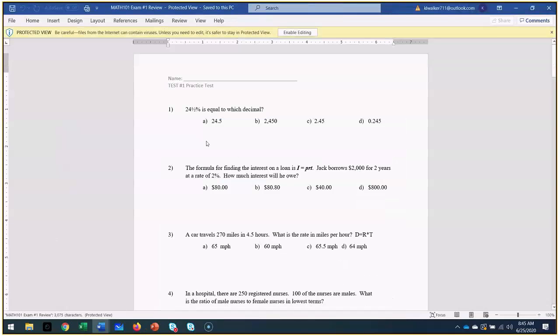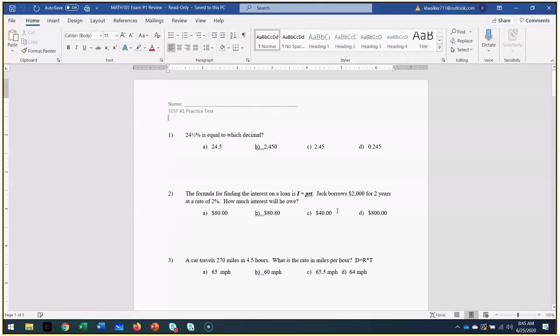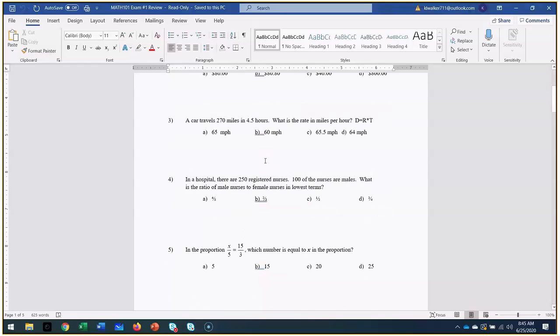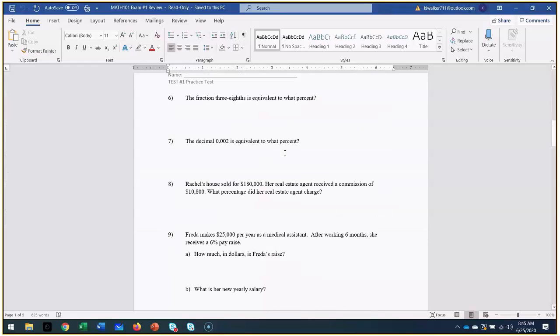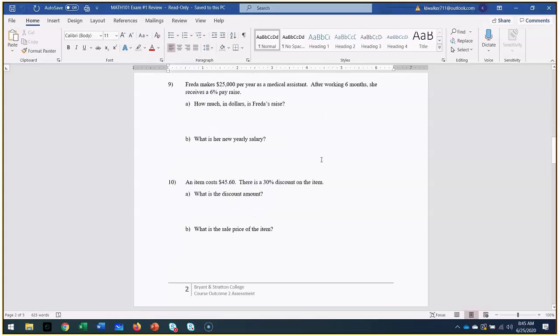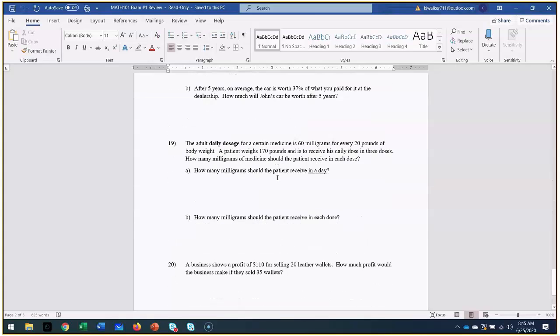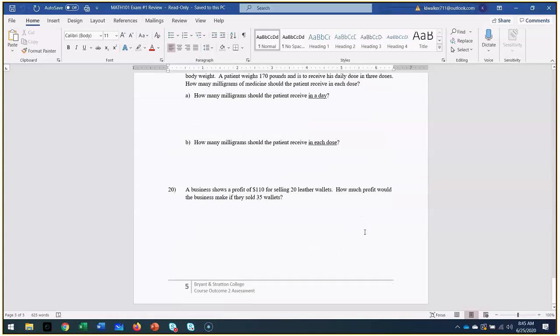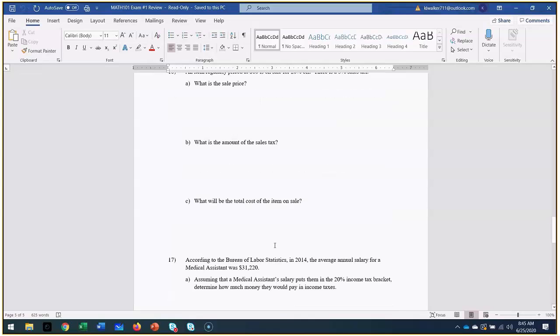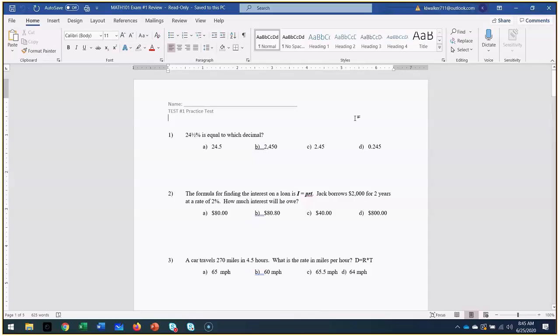All right, so here is your test. This is what it's going to look like when you're going to take it on Blackboard. Pretty much word for word, the questions will be the same. All I'm going to do is change the numbers that are in these questions. So my goal is to get through all 20 of these questions today, if possible. And then you should be all set, hopefully, to take this test.